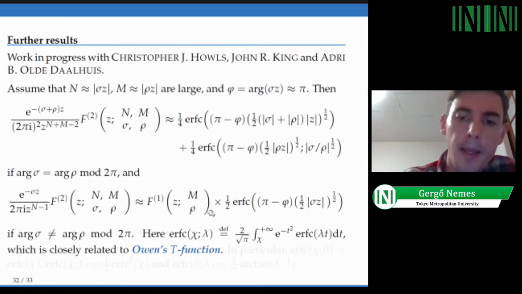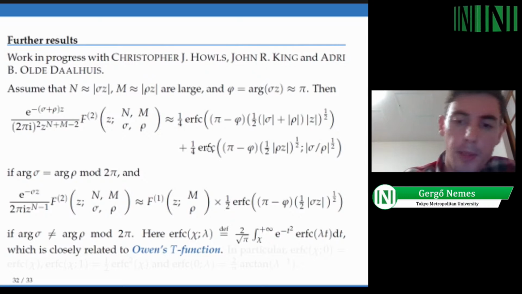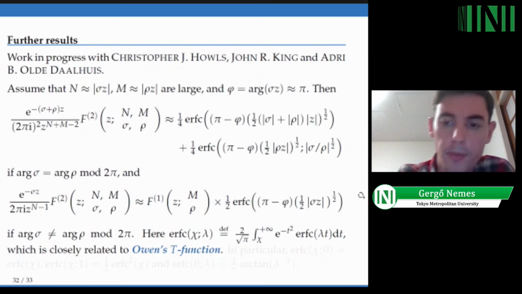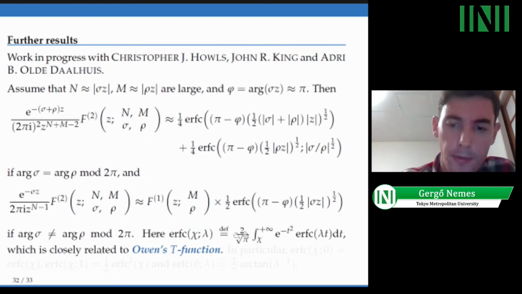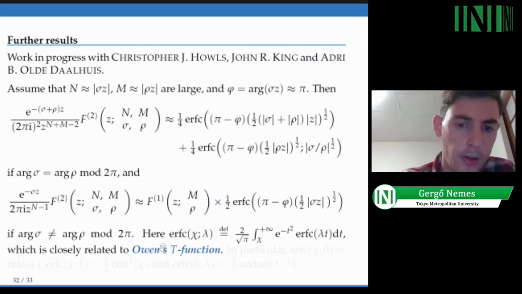Now this new function, the two-variable complementary function, is defined in this way. So it's a generalization of the complementary error function. A similar function appears in the literature and is called Owen's T function. So this is closely related to that function.